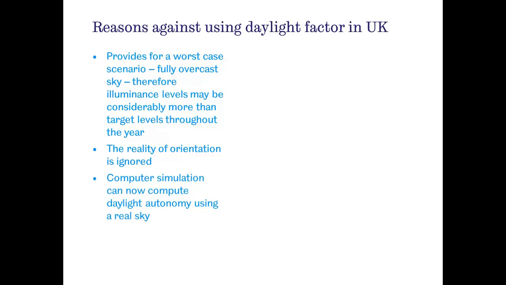And the other factor now is that computer simulation can now compute daylight autonomy using a real sky. So if you go back 10 or 15 years, people were calculating daylight factor using formulae. So they were performing little calculations. Because we now have very powerful computers, we can actually simulate a real sky condition. And I'll talk about that shortly.